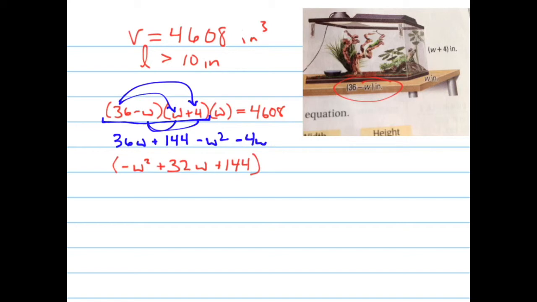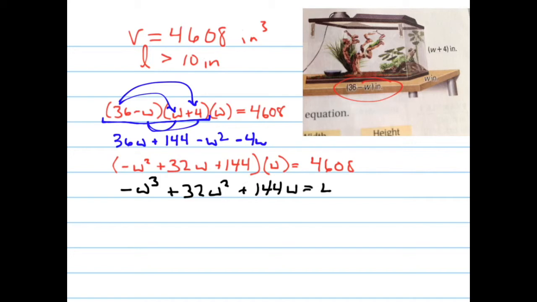Where'd you get 32W? 36W minus 4W. Then we've just got to distribute that W through. Fair enough? So we have -W cubed plus 32W squared plus 144W equals 4,608.